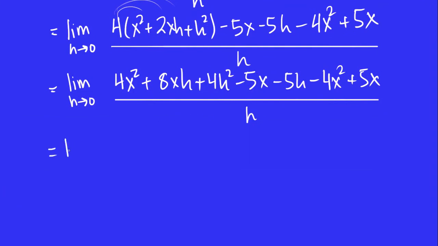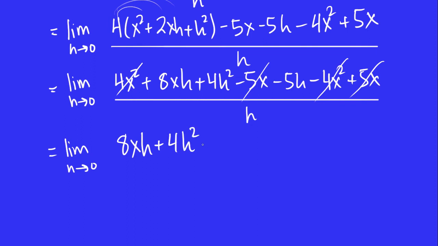All right. Now I talked about some nice canceling. Let's see if we do. Pretty much any term on the top that does not have an h in it should cancel off. Let's see. 4x squared minus 4x squared, minus 5x plus 5x. And I think that's all the canceling we can do. We're left with 8xh plus 4h squared minus 5h all over h.